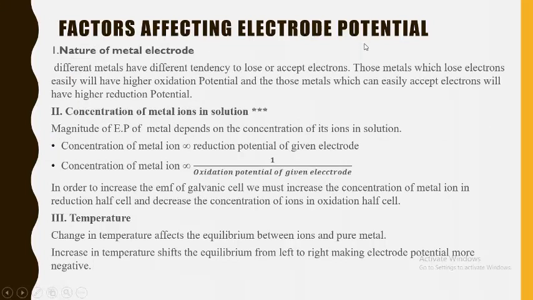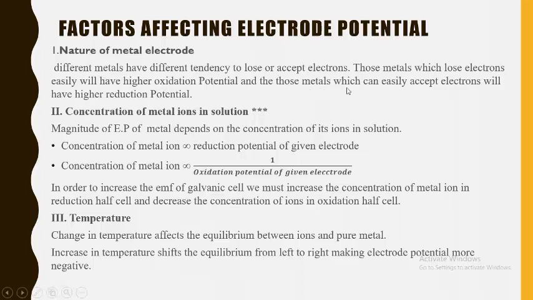Factors affecting electrode potential. There are three factors that affect the electrode potential. First, the nature of the metal electrode. Different metals have a different tendency to lose or gain or accept electrons. Those metals which lose electrons easily will have higher oxidation potential.